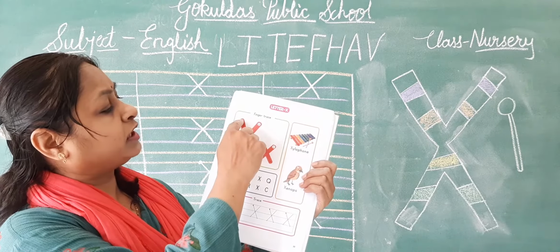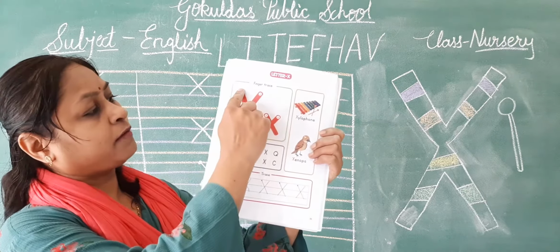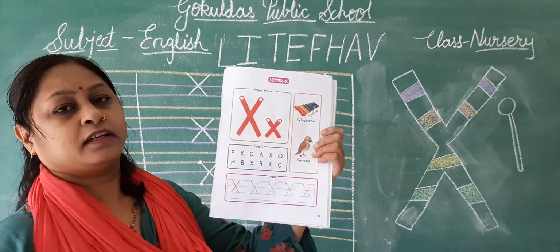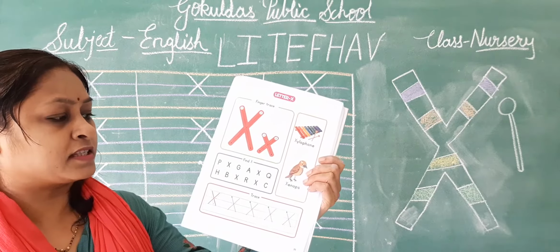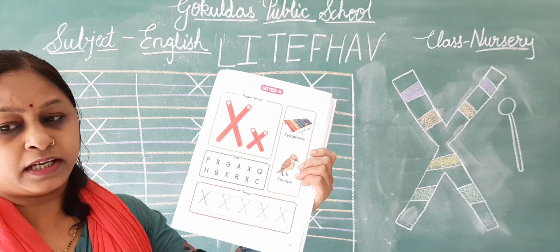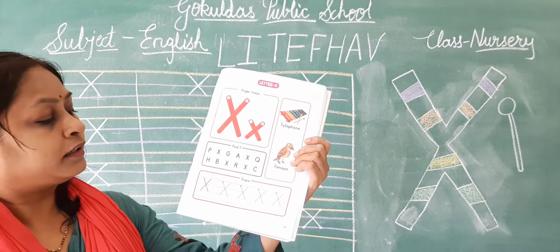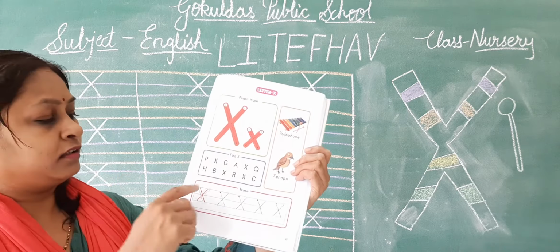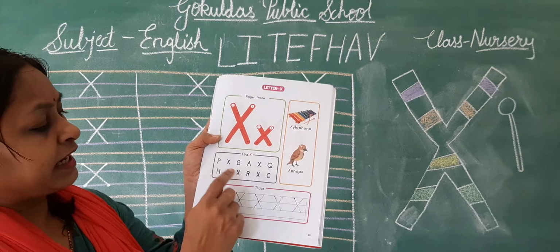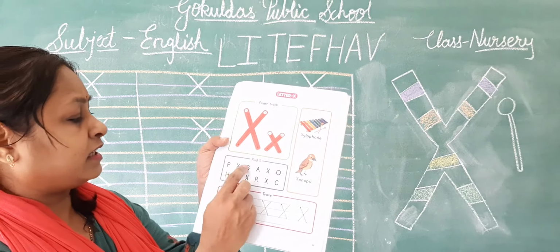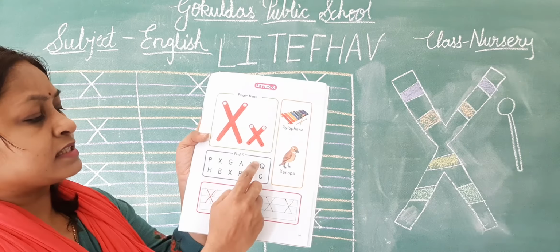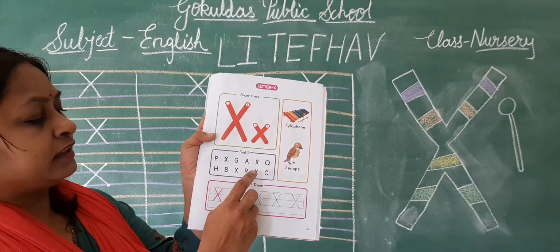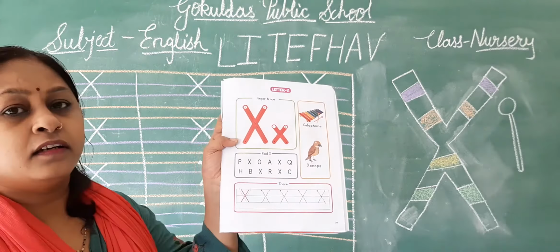So look here. Trace the finger from here. Sliding line and sliding line, right? So X for X. Which letter will form? Letter X, right? Then find letter X and circle it. Where is letter X? It is X. Yes, circle it. That is letter X. Circle it. This is letter X. Circle it. Right?